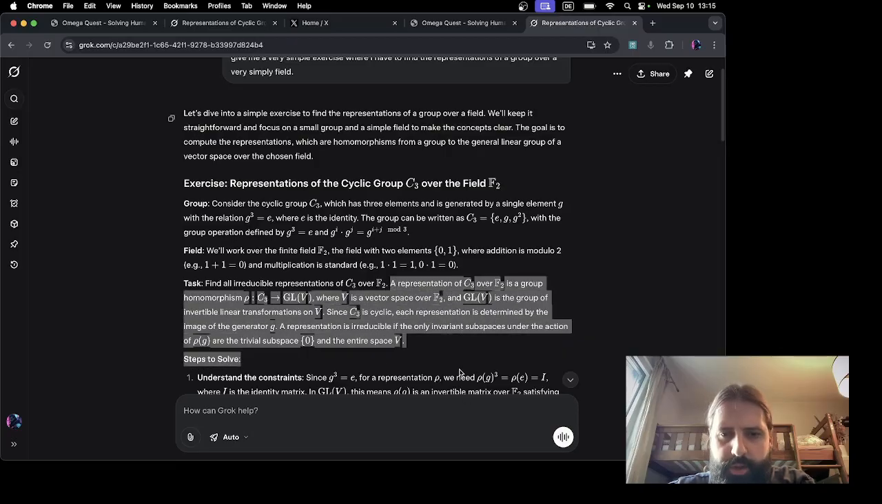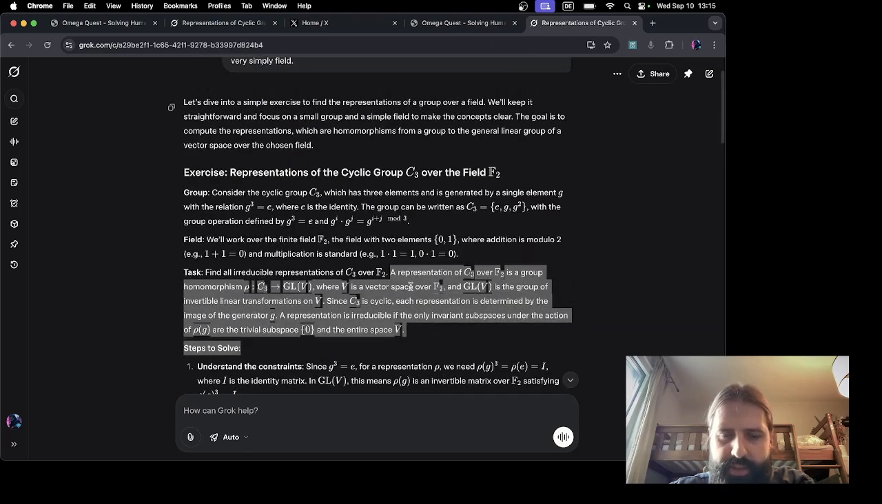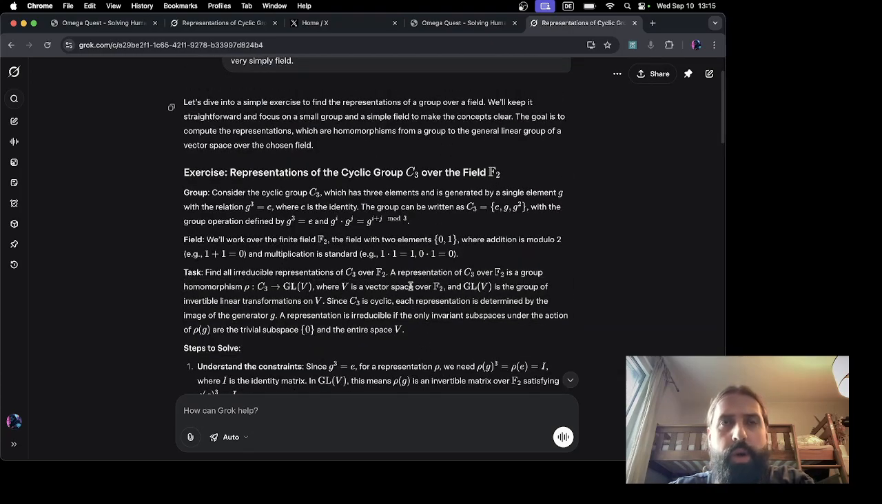Now here's where we have to be careful. Let's slow down a bit. Let's take time, okay? So a representation of C3 over F2 is a group homomorphism. It's a function, a map between C3 and GL(V), where V is a vector space over F2.